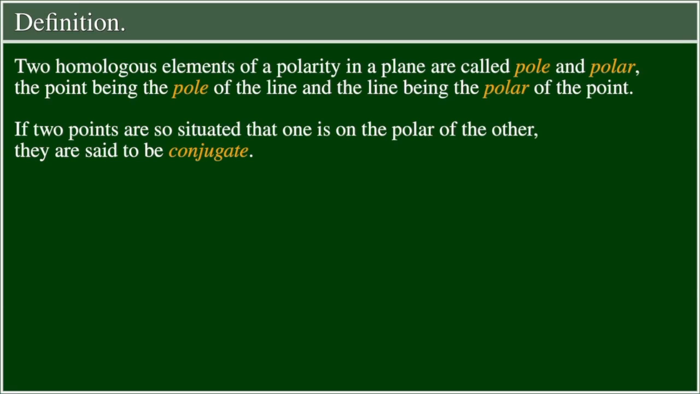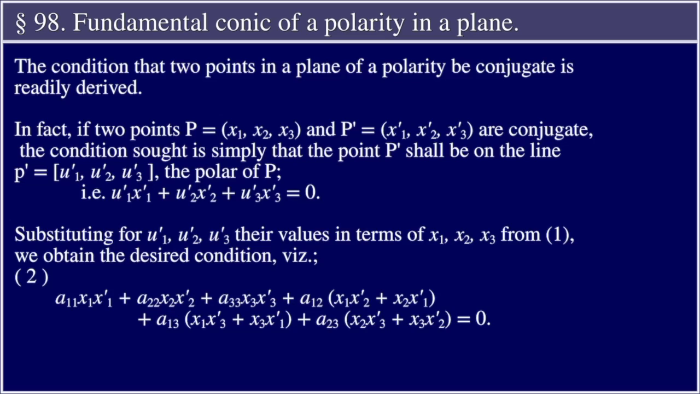Definition: two homologous elements of a polarity in a plane are called pole and polar, the point being the pole of the line and the line being the polar of the point. If two points are so situated that one is on the polar of the other, they are said to be conjugate. The condition that two points in a plane of a polarity be conjugate is readily derived.